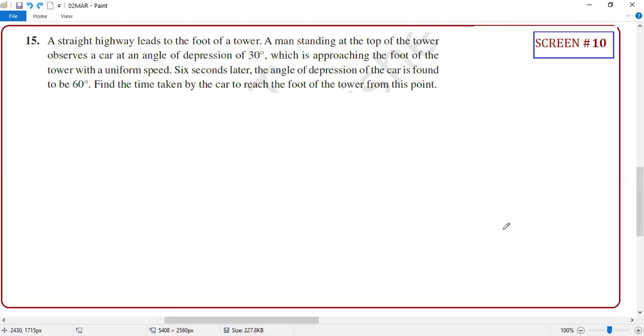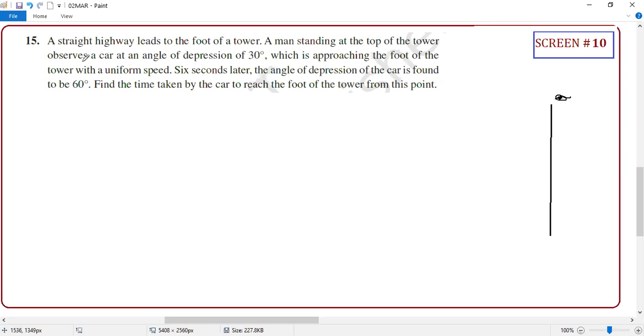Listen carefully. Everyone, please give your attention. So there is a tower, student. Now, a man is standing at the top of the tower. It's not standing because his height is ignored. So for me, only I, the observer, is here.